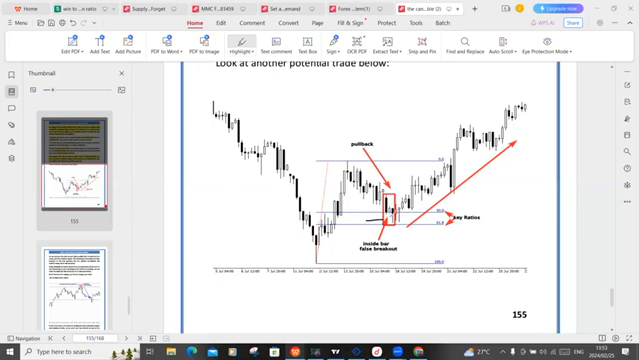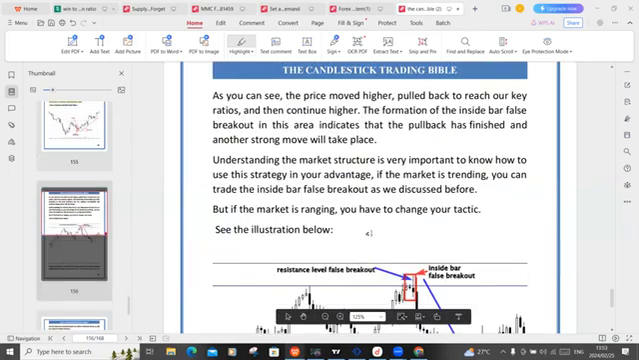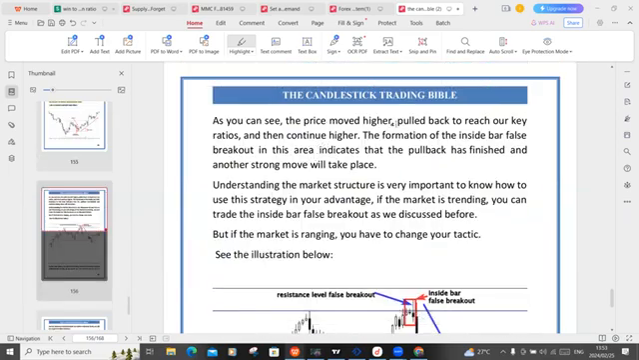So as soon as we had that fake out, it's a pin bar, doji pin bar rejecting the zone, then we can buy, stop loss below those candles. Then you map out 1:2, 1:3, the trade, the trade still played out. So as you can see, the price moved higher, pulled back to reach our key ratios, and then continued higher. The formation of the inside bar false breakout in this area indicates that the pullback is finished and another strong move will take place.